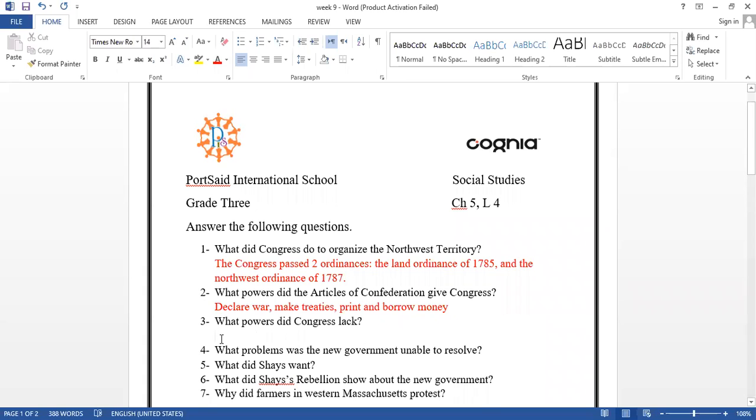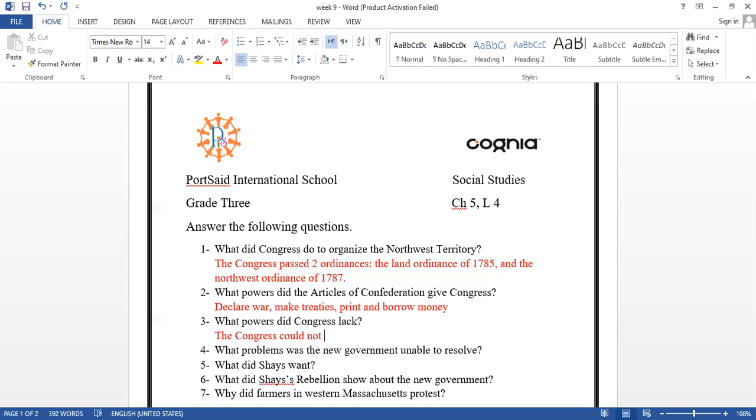Lack means here what powers or what jobs did the Congress not have the power for, or not responsible for. The Congress couldn't do what? Tell me what are the things that the Congress couldn't do according to the Articles of Confederation. I just said it. They can't what?